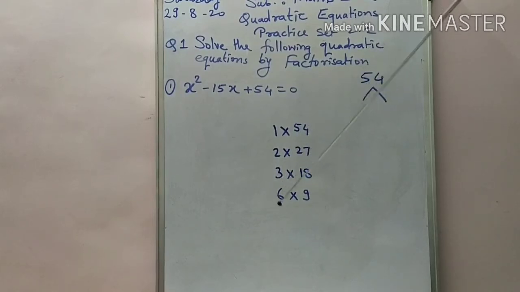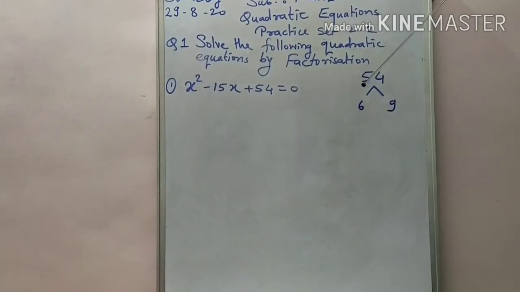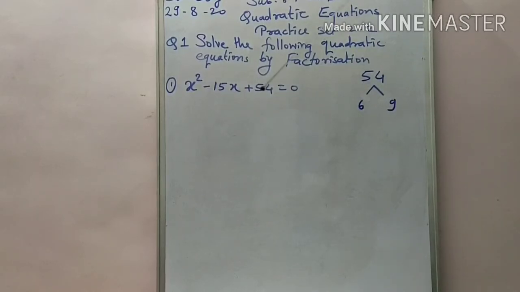Yes, 6 and 9. So the correct factors for this equation are 6 and 9. Or, according to the table, you can directly write the factors as 6 nines are 54, and the addition of 6 and 9 is 15. Getting this point?